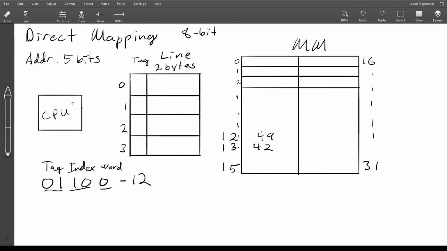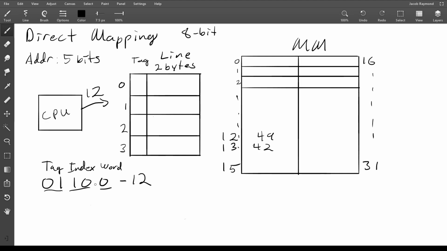So the first thing that we do is the CPU is going to send that 12 to what it thinks is the memory. It doesn't necessarily know that there's cache there. Modern CPUs do, because the cache is typically on chip. But for the purposes of this, we'll just pretend as though the CPU doesn't know the cache is there, and it's just trying to access main memory. So it sends a 12. Okay, well 12 is this in binary.